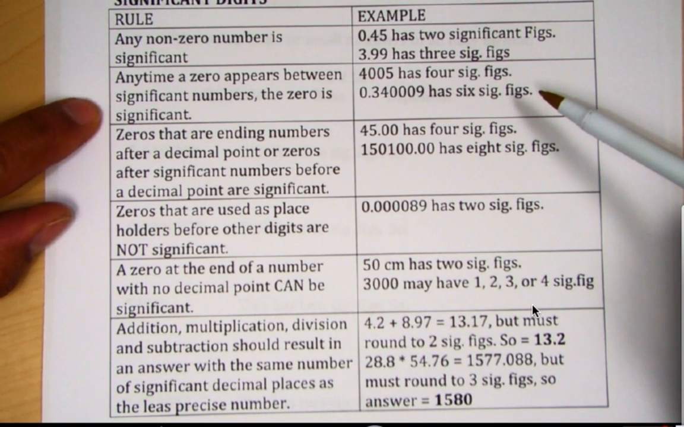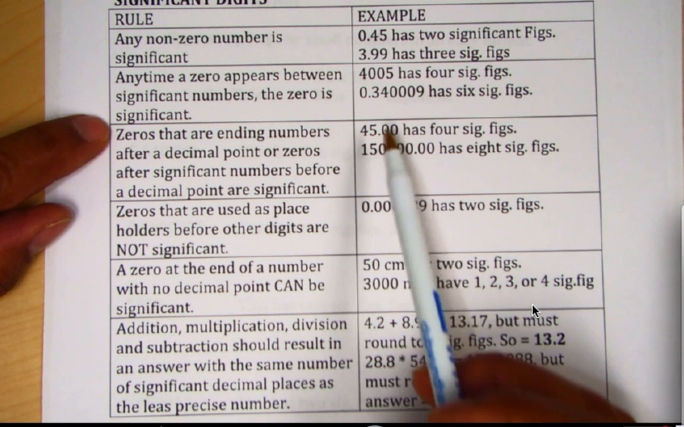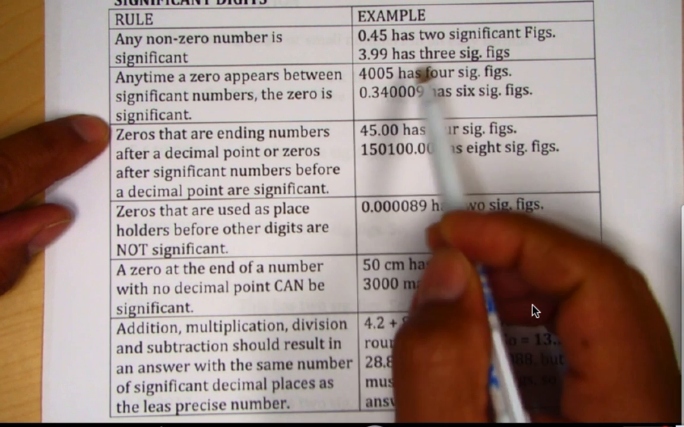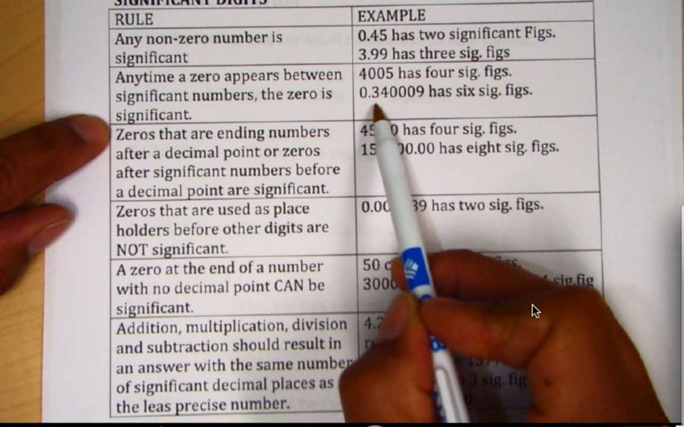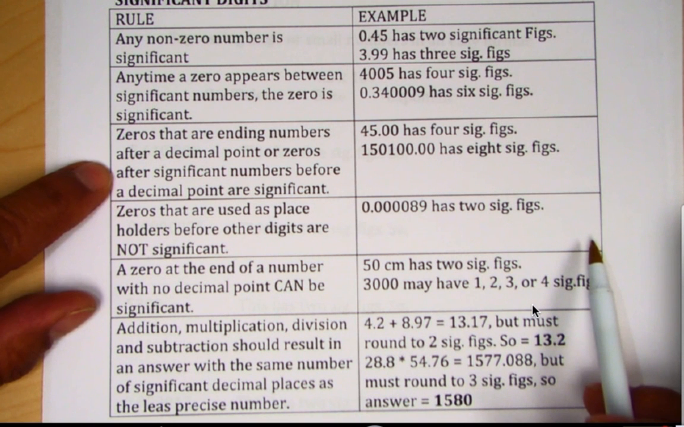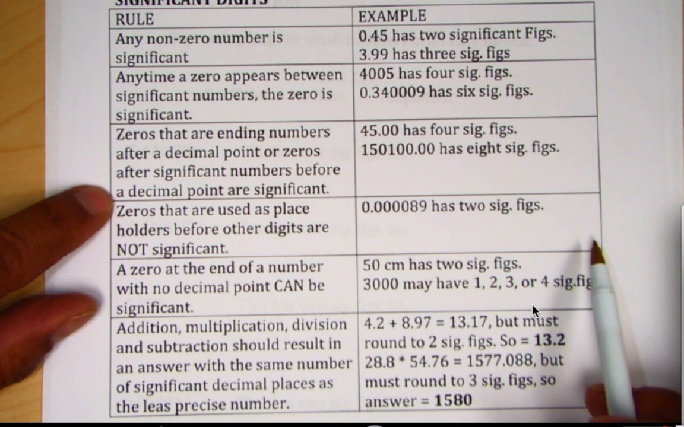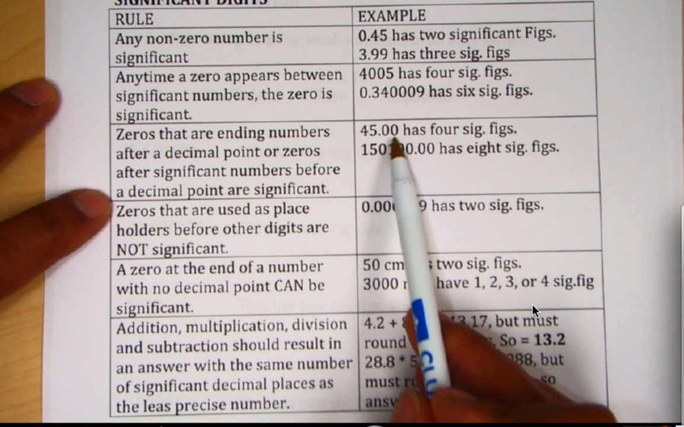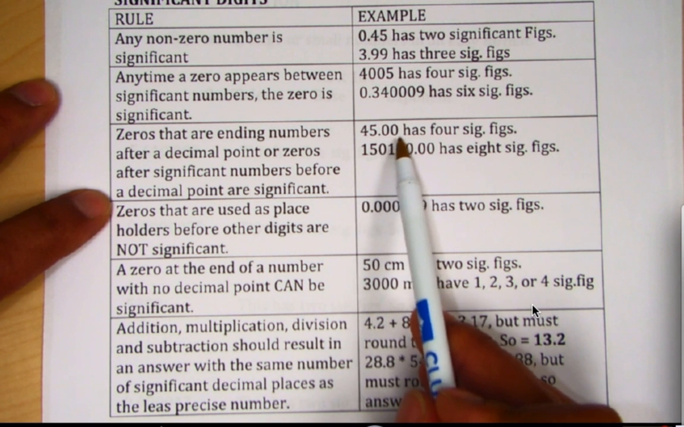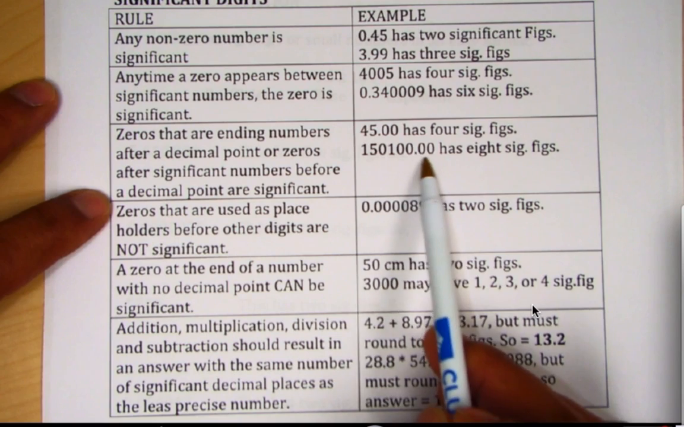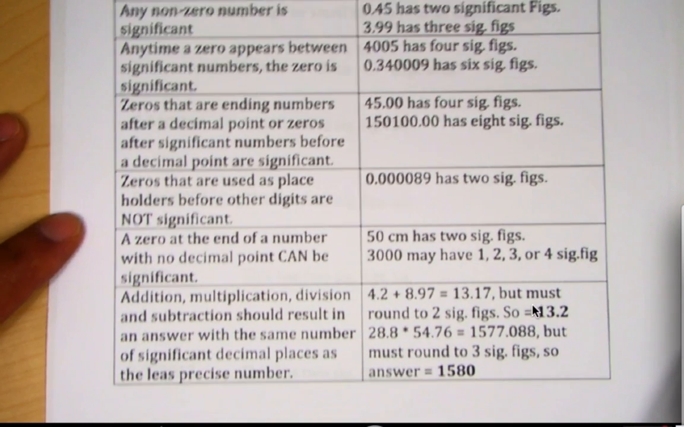Anytime a 0 appears between significant numbers, the 0 is significant. So for example, these 2 are significant and these 3 are significant. This one is not. So this number has 4 significant figures. This one has 6 significant figures. Now, zeros that are ending numbers after a decimal point, or zeros after significant numbers before a decimal point, are significant. For example, 45.00 looks like a pretty precise number, so it has 4 significant figures. In 15.0100.00, all these zeros are significant, so that one will have 8 significant figures.